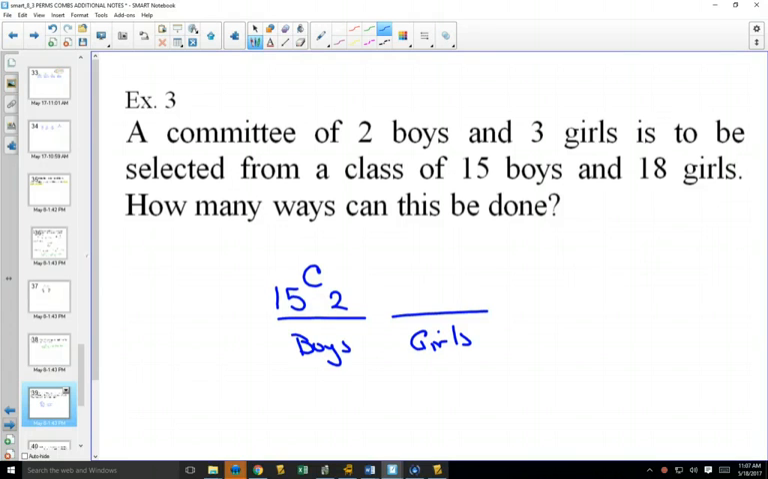So the order doesn't matter there. And then for your girls, you have 18 of them, and you want to choose 3 of them. What symbol am I going to put here in the middle between these? Multiplication or addition? Multiplication. Because there's 2 decisions. It's not a cases question, because 15 choose 2 just selects 2 boys, but it's not your whole committee that you've made. So multiply those together, go to your calculator, figure out those values, and write down the answer.